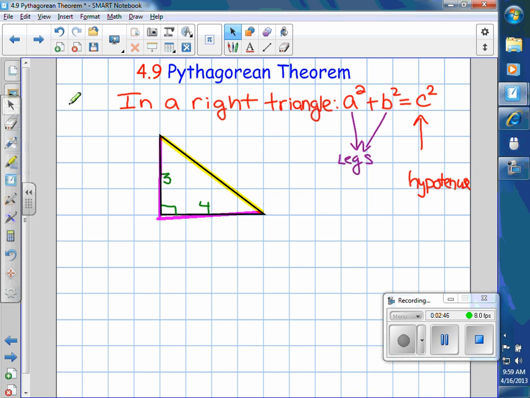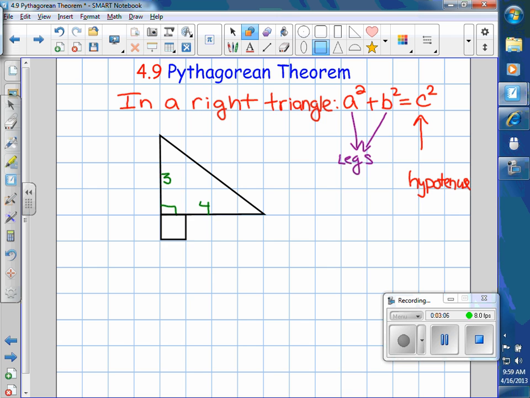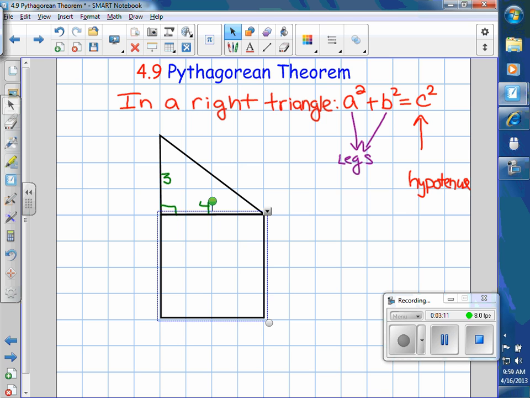So what the Pythagorean theorem says, other than a squared plus b squared equals c squared, is that there's some geometry involved here. I'm just going to erase that. It turns out that if you take a square and draw it along the side of this right triangle, let's look at that square for a minute.